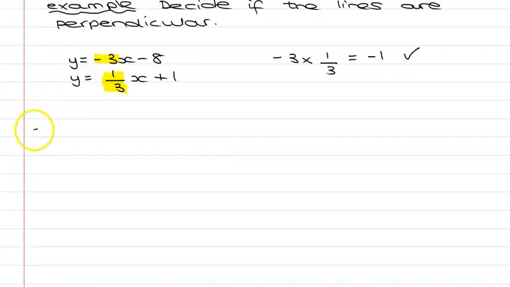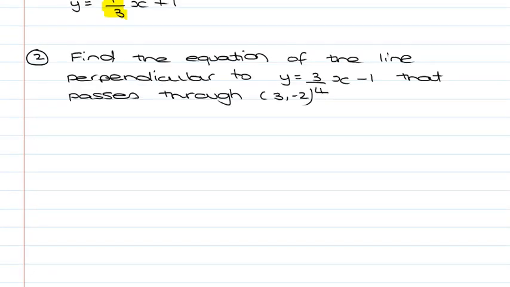Let's do a second example now, where we are finding the equation of a perpendicular line. Find the equation of the line perpendicular to y equals 3/4 x minus 1 that passes through the point (3, negative 2). Let's have a look at the gradient of the first line. The gradient, which we'll call m1, is 3/4. Now we want the negative reciprocal of that. Remember, we flip and make it negative. The negative reciprocal is negative 4/3.